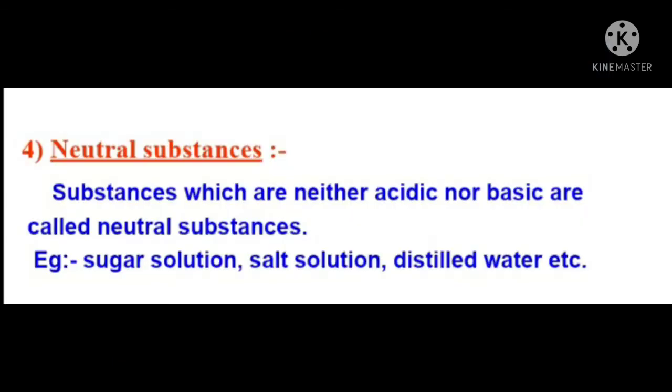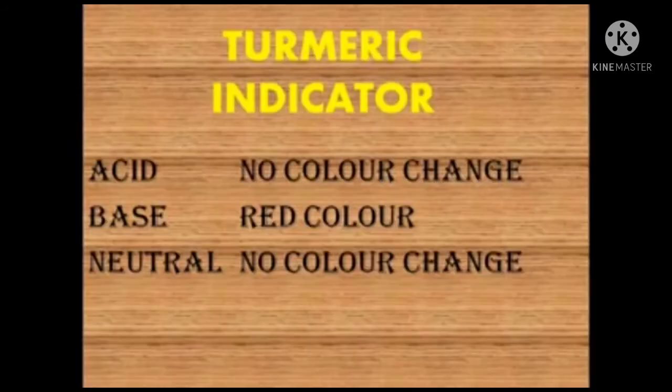Children, what are neutral substances? Substances which are neither acidic nor basic are called neutral substances. Example: sugar solution, salt solution, distilled water, etc. So we can conclude that turmeric indicator in acid gives no color change, in base it gives red color, and in neutral solution it gives no color change.